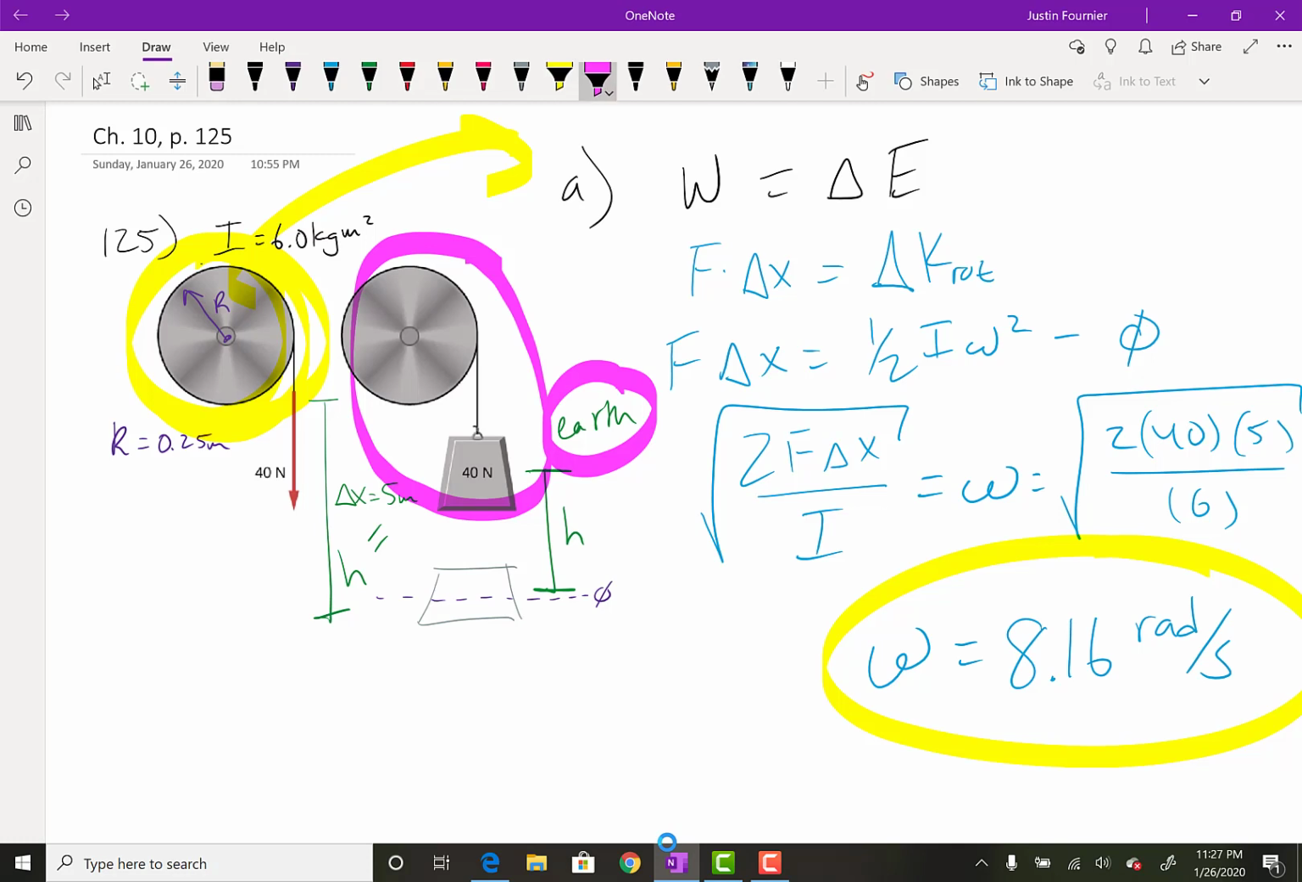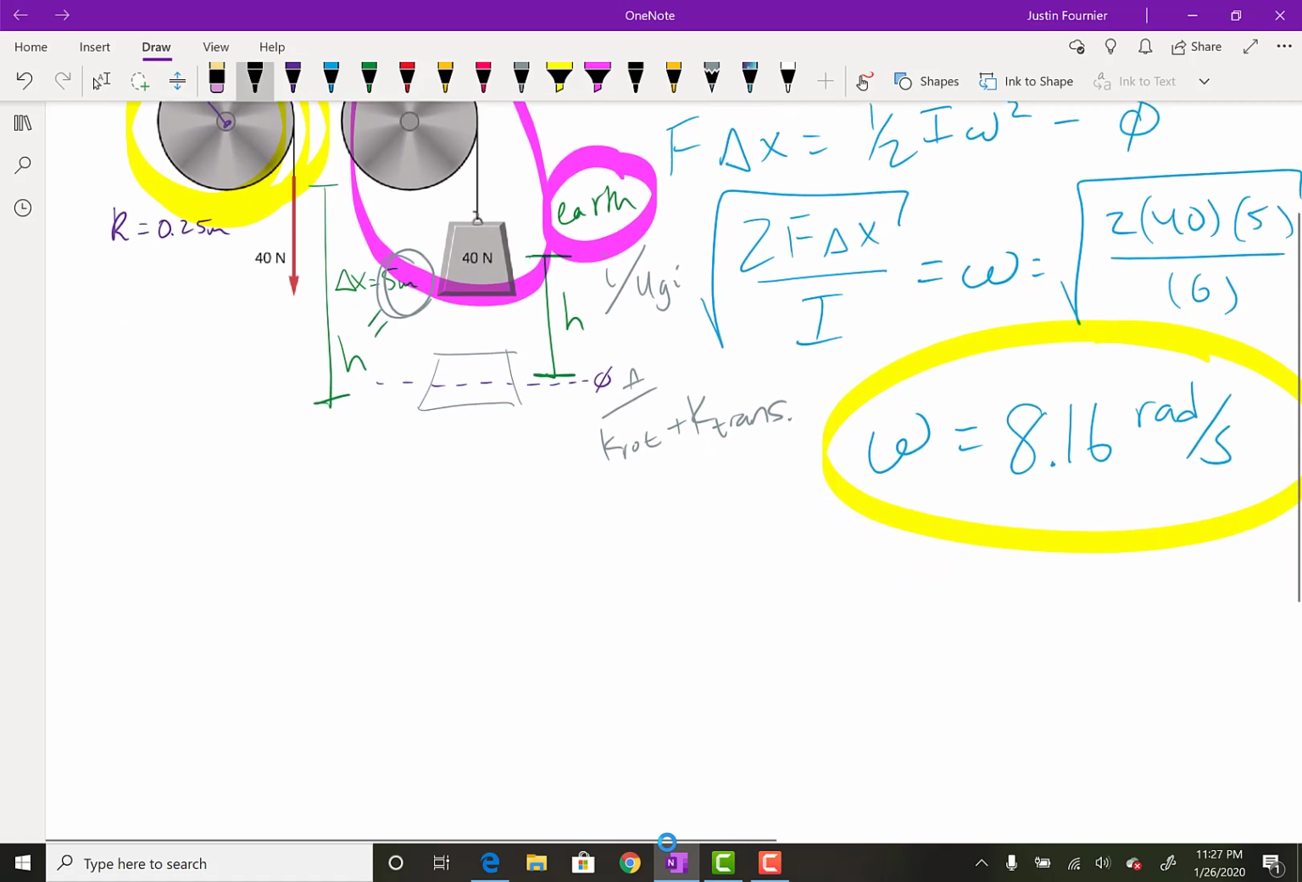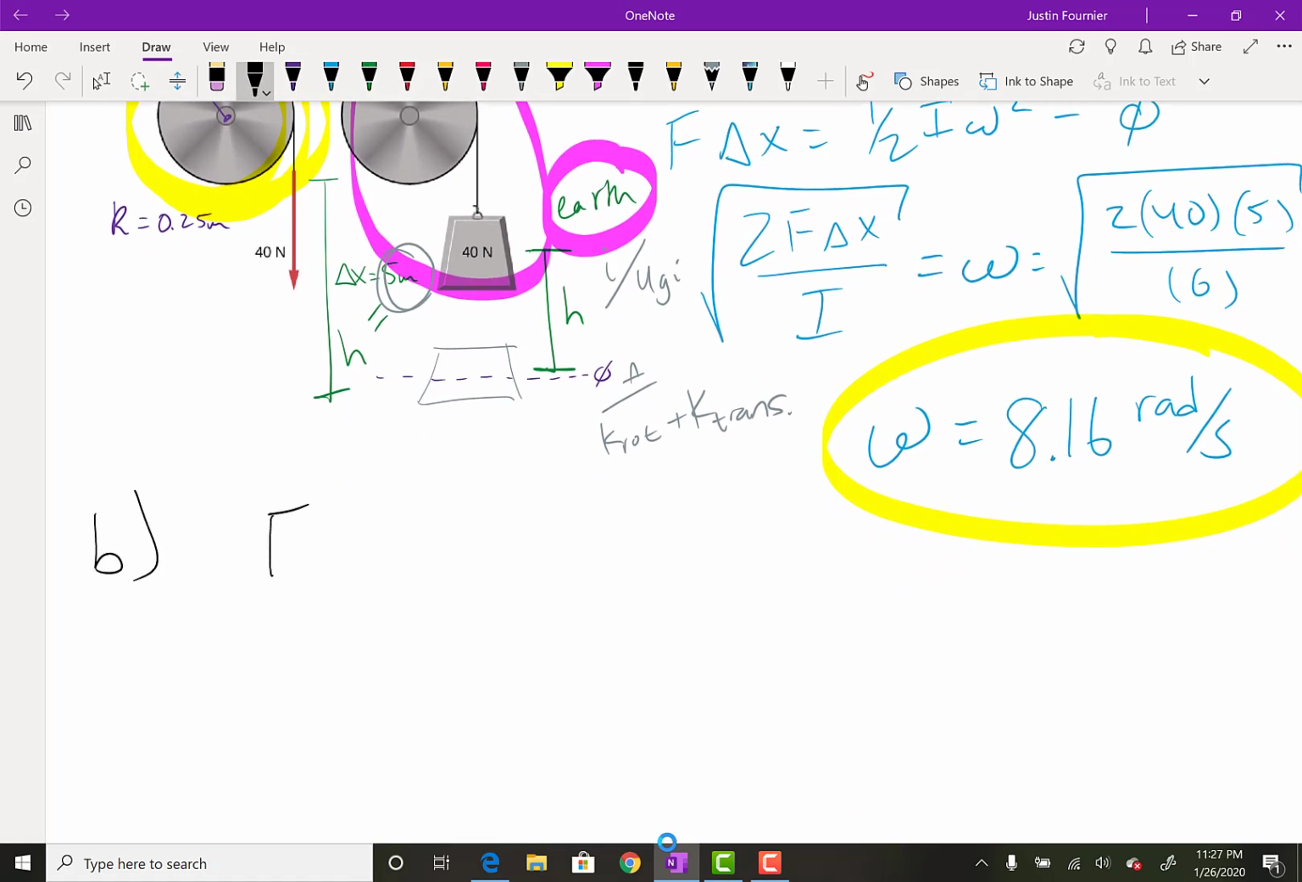So basically, initially I've got gravitational potential energy from this hanging mass. It's going to fall 5 meters, and so at the end I'm going to have rotational kinetic energy plus translational kinetic energy. Again, rotational from the disk, translational from the falling mass. So let's do part B over here. I'm using conservation of energy this time, so the initial energy equals the final energy. I've got gravitational potential energy to begin with, and that's going to equal kinetic energy rotational plus kinetic energy translational.